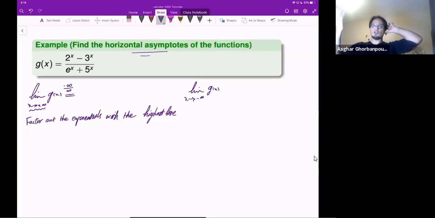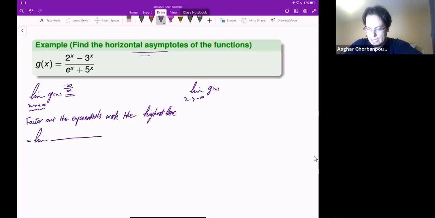It's like the x going to infinity case with polynomials. In the numerator, you look, okay, there's base 2 and 3. The highest will be 3 to the power x. And then factor out 3 to the power x: 2 to the power x over 3 to the power x, minus 3 to the power x over 3 to the power x. And in the denominator, e is 2.71 and 5 is, well, obviously bigger than that. So I need to factor out 5.